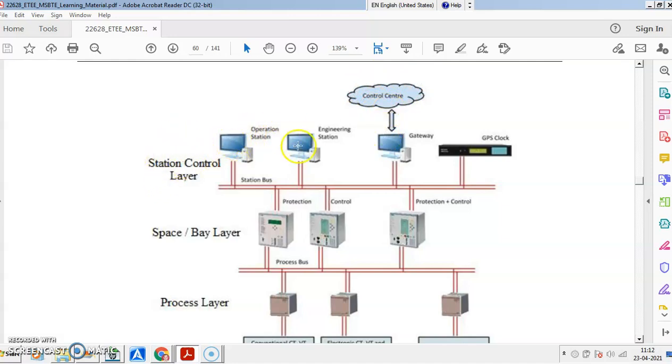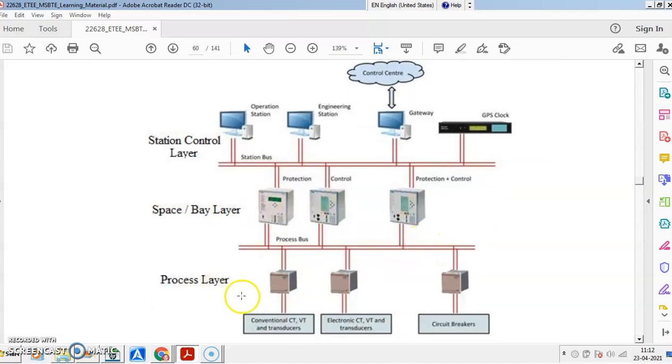So you may have an operational system, an engineering station, a gateway, and GPS. All these are working with GPS. It is very important that the time is synchronized as per GPS. That is very important. Then the bay layer, where you may have protection control. Then the process layer: conventional CT, current transformer, voltage transformer, transducers, electronic CT, VT, circuit breakers. So these are the process layers. Okay, this is the process bus. This is the station bus. Protection and control devices.